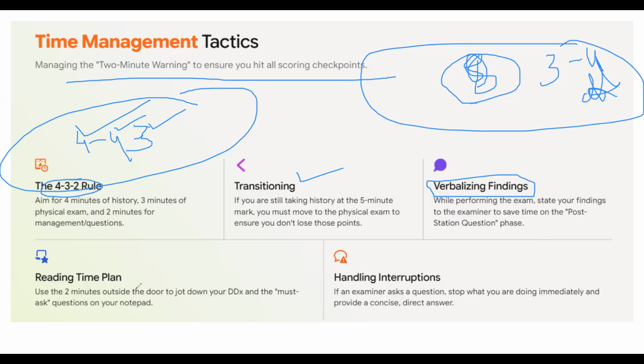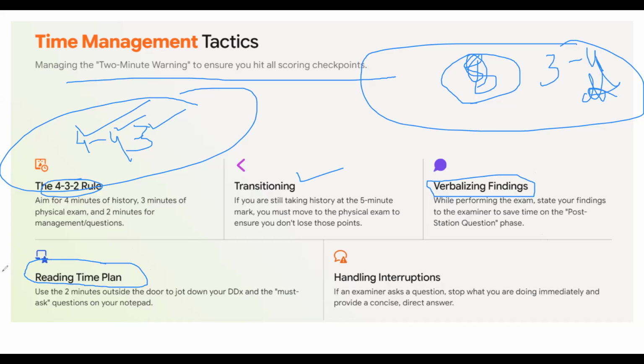Now, when you're reading your instructions between two stations, read them once slowly and try to understand what they're asking you. Don't try to rush through them. You have 2 minutes. They're enough to read like a whole paragraph and understand it.